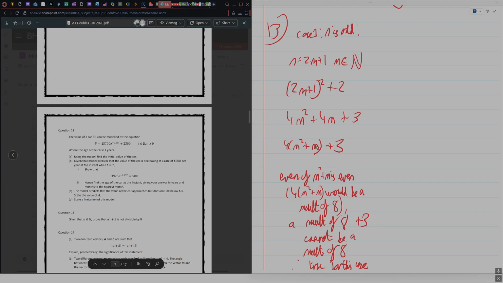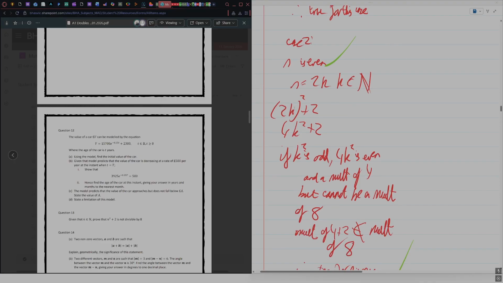and you just say that 4 times anything plus 3 cannot be a multiple of 8. So even if m squared plus m is odd, then obviously it's not going to be a multiple of 8, because it's going to be a multiple of 4 plus 3. And even if m squared plus m is even, which means that 4 times m squared plus m would also be a multiple of 8, a multiple of 8 plus 3 is never a multiple of 8, which means that this case isn't true.